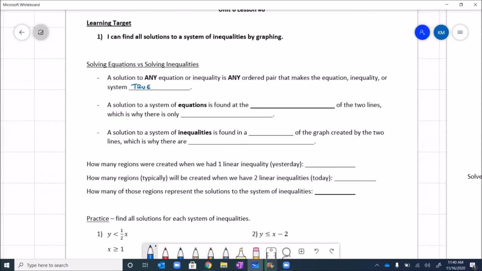A solution to a system of equations is found at the intersection of two lines, which is why there's only one solution. But when we deal with inequalities, a solution to a system of inequalities is found in a shaded region of the graph created by two lines, which is why there are infinitely many.